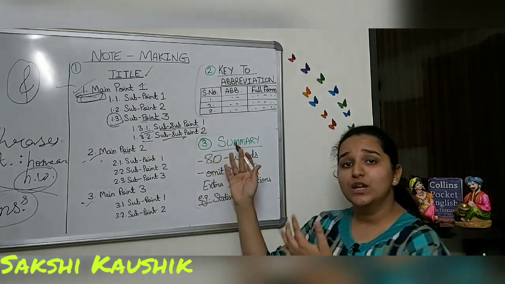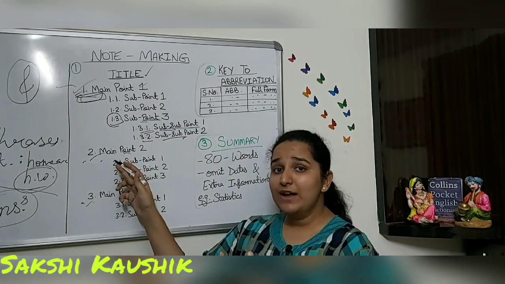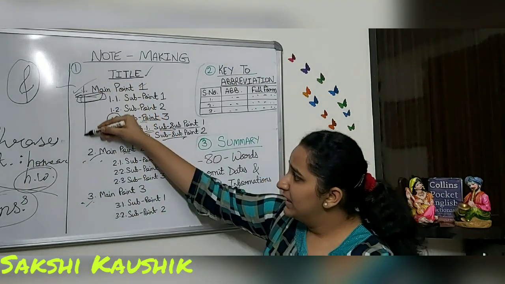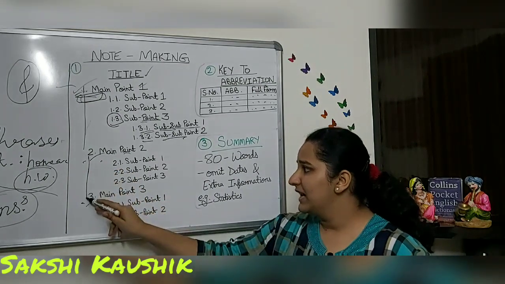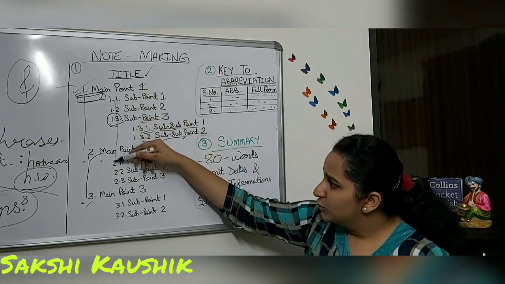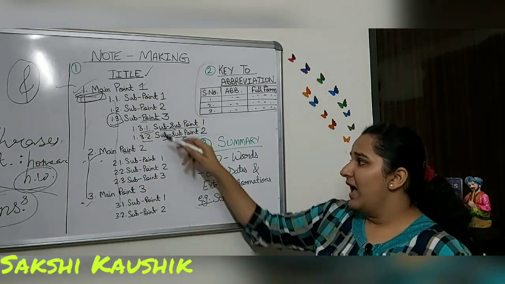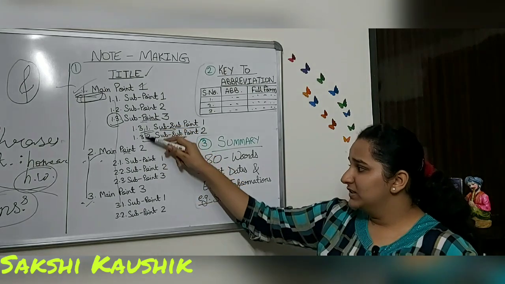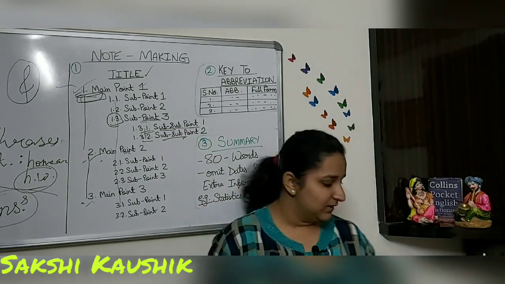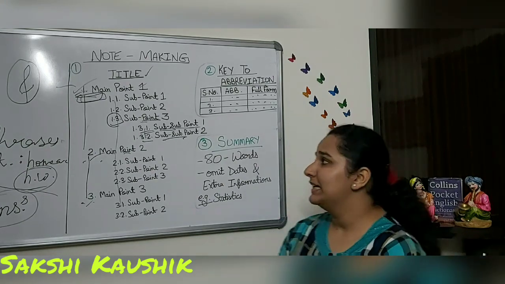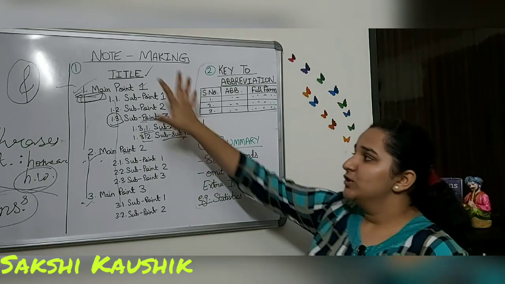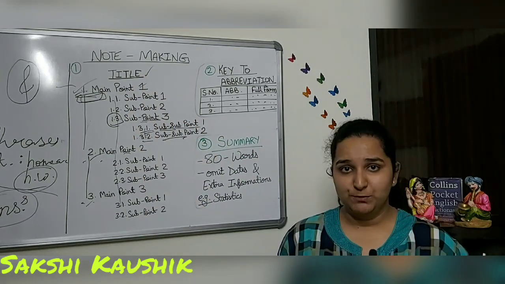Sub point, further shifting. But when we come back to main point 2, it should be in alignment with the earlier main point. The third one should also be in alignment. All of these should also be in alignment. And if any sub point is there, that should also be in alignment. So this was a very, very important concept of indentation. Done. So this was the basic body of your note making.